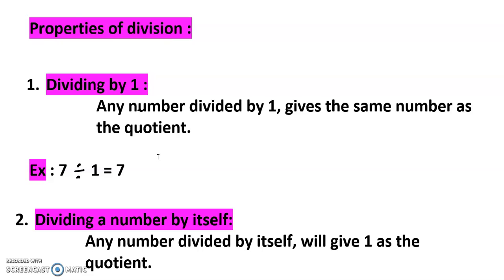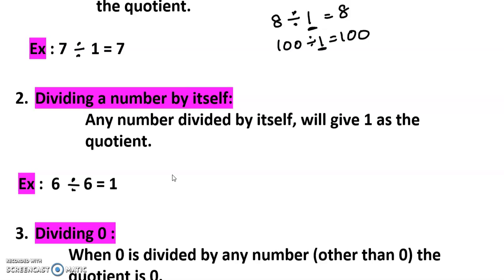First we'll see the properties of division. Dividing by 1: any number divided by 1 gives the same number as the quotient. So 8 divided by 1 equals 8. 100 divided by 1 equals 100. If you divide any number by 1, you will get the same number as the answer.